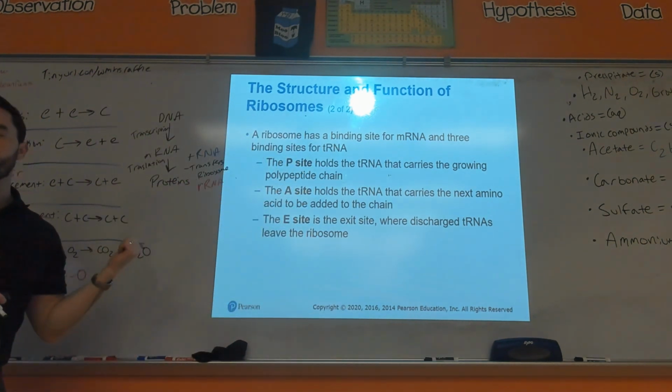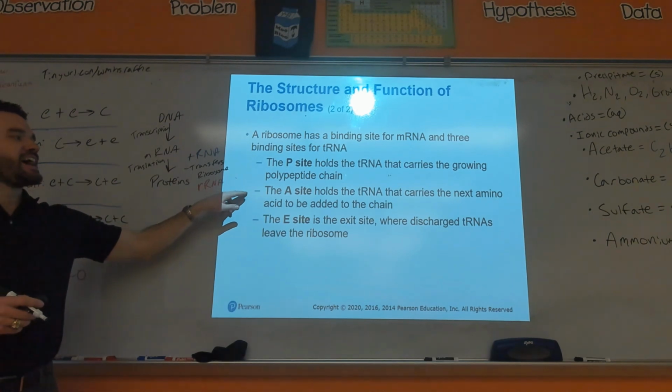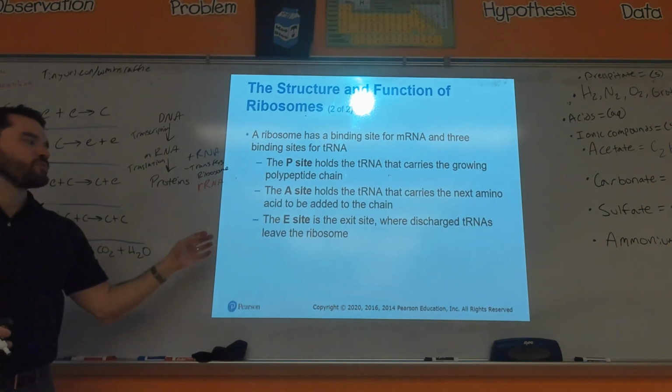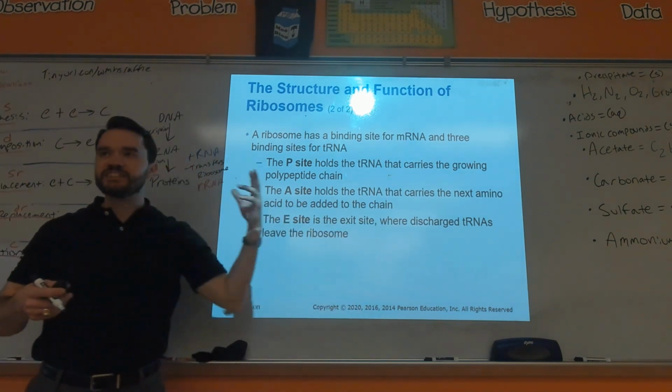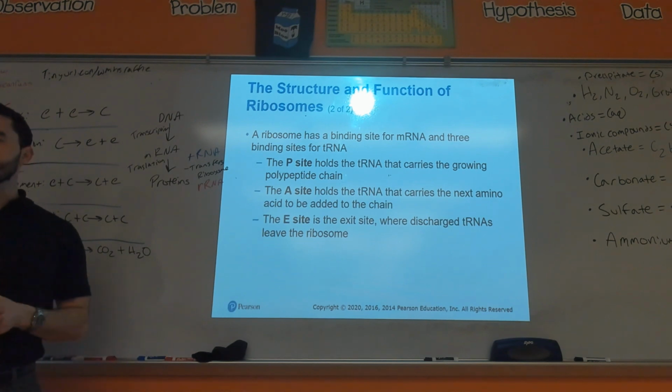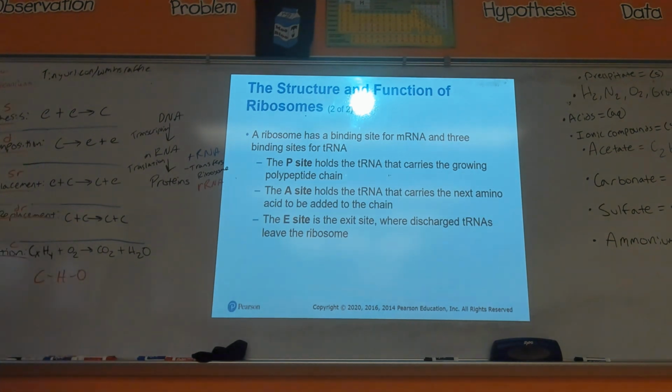P site holds the polypeptide chain. A site, that's where the next amino acid in the chain comes in. E site, that's where the discharged tRNA, the tRNA that's already delivered its cargo, delivered its amino acid, is going to leave the ribosome. Okay.